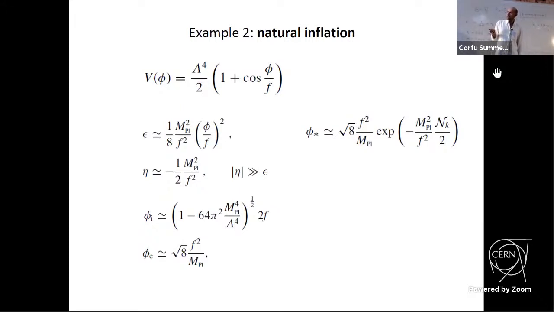And again, you can calculate the slope parameters. You find in this case that eta is much bigger than epsilon, so this will give the main contribution. And again, you can calculate the value of the field at the beginning and at the end of inflation, which is not an observable, because the value of the field is not observable. And this is actually the value at horizon crossing for a calculation of the e-fold number.